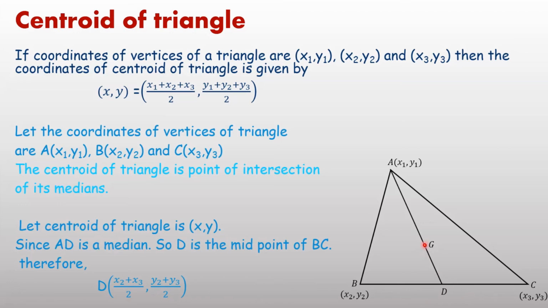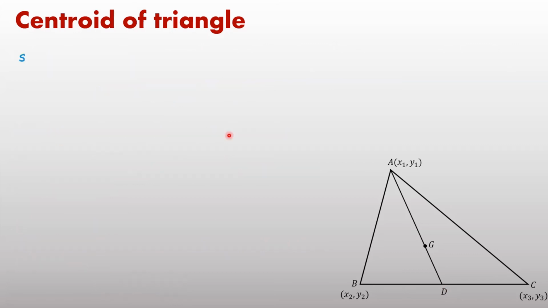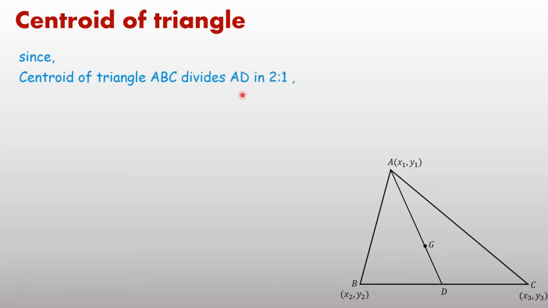Second information, G is the centroid, therefore G divides AD in which ratio? 2 is to 1. Since the centroid of triangle ABC divides AD in 2 is to 1, it means if AG is 2, then GD is 1.